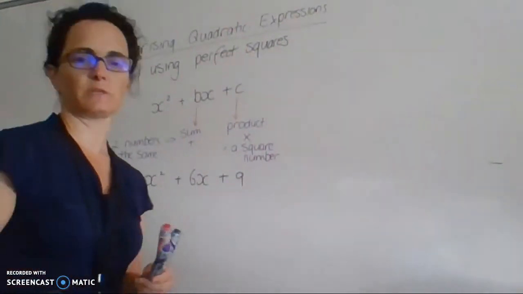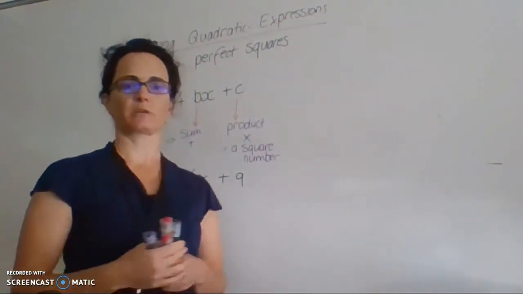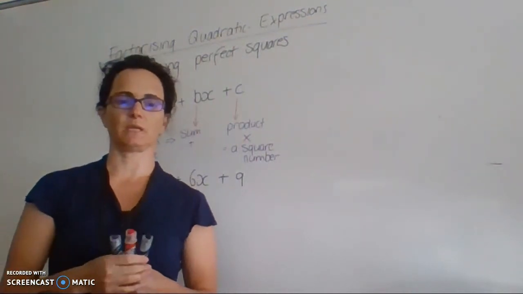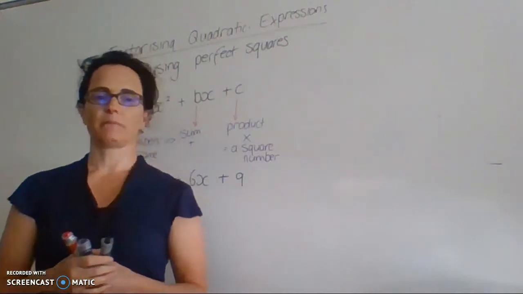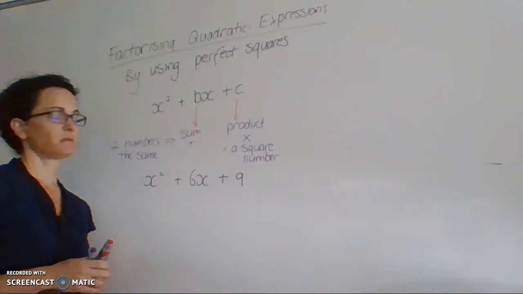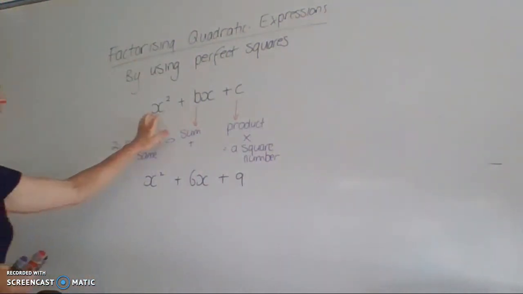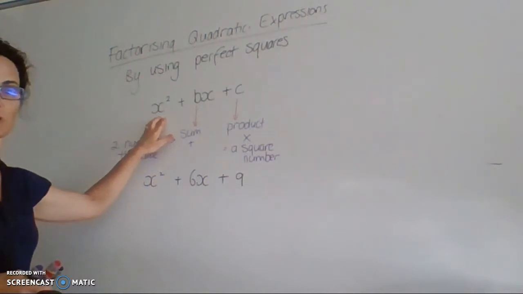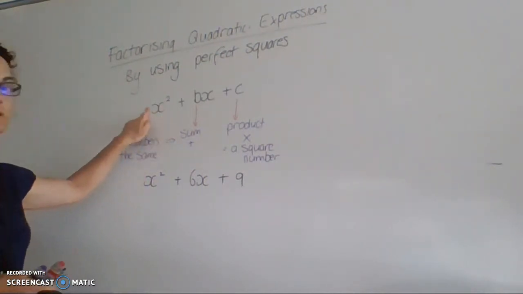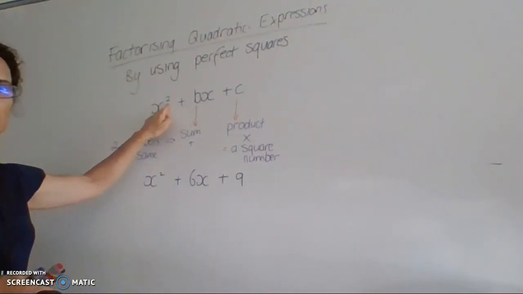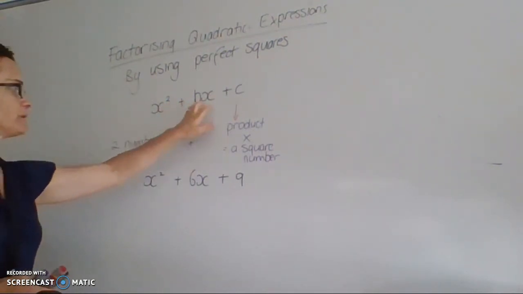Okay guys, I'm just doing another video on factorising quadratic equations, or expressions actually, because I'm not giving an answer to the expression. And this time we're using perfect squares. So we have the monic quadratic expression here. Monic meaning there's no number in front of the x squared. Quadratic because x is raised to the power of 2. x squared plus bx plus c.